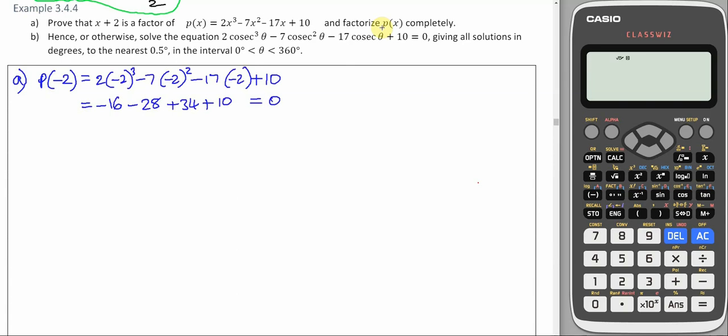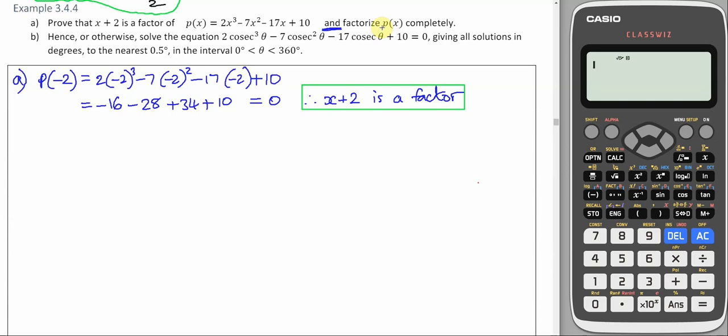Now we need a little tiny conclusion. Therefore, x plus 2 is a factor. You will lose a mark if you don't put this little conclusion. Very important. Now it's easy to think that's it, part A done, move on to part B, but remember there was two things to do in part A. Factorize it completely was the second job.